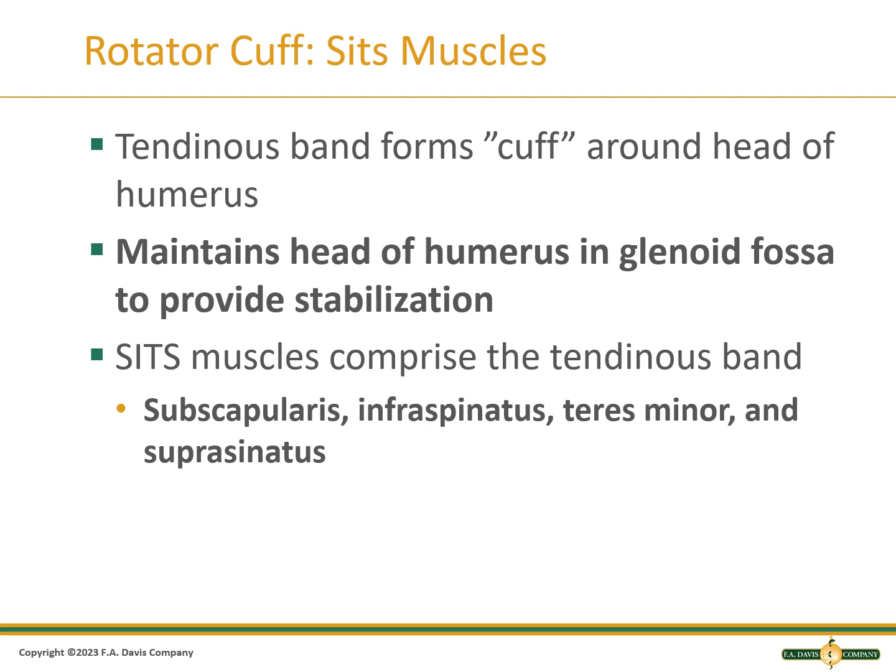Special muscles of the shoulder are going to include our rotator cuff, which are designed to provide stability to keep the humeral head sitting in the glenoid fossa. They form a tendinous band of a cuff around the head of the humerus to help maintain the joint integrity. It maintains the head of the humerus in the glenoid fossa to provide stabilization, and we refer to our rotator cuff muscles as SITS muscles because of the mnemonic for their name, because it's easy to remember them.